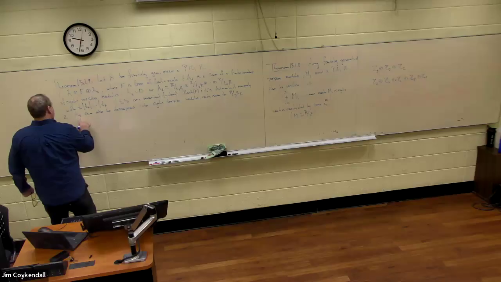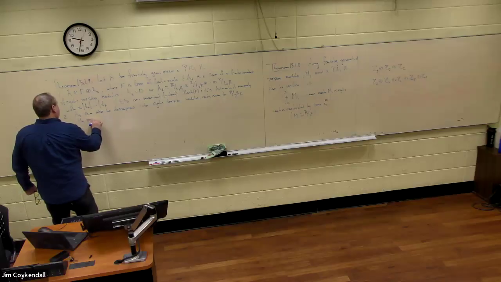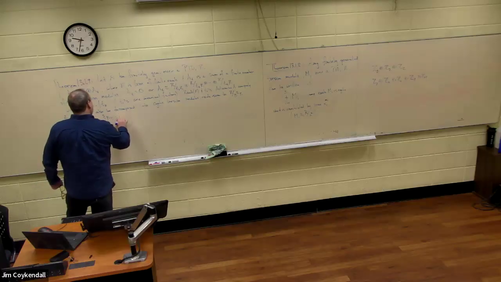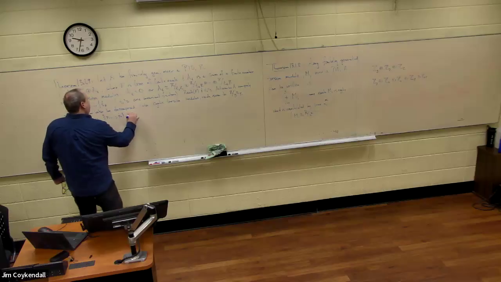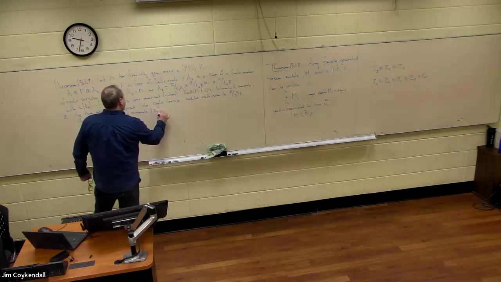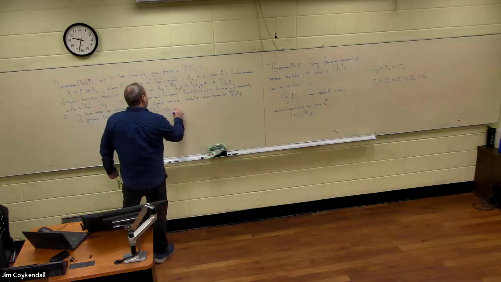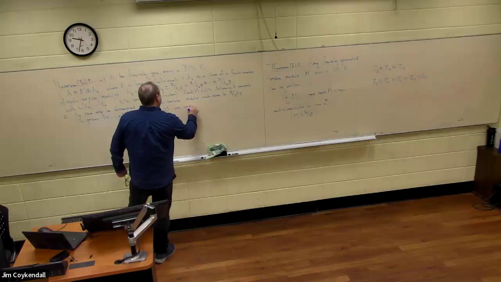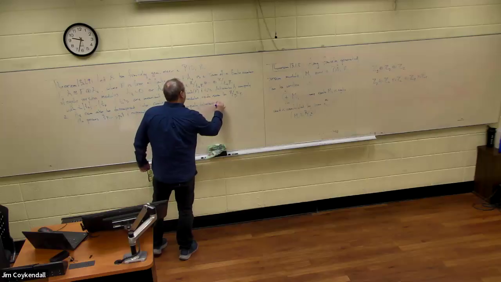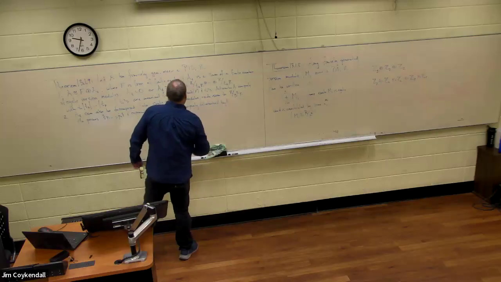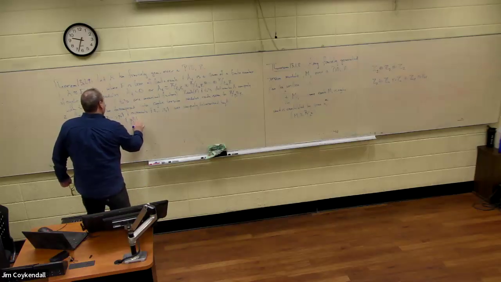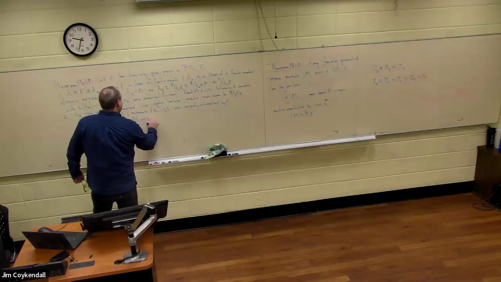So the primes P1 up to PK and exponents S1 up to SK are uniquely determined by A. And the set of elements Pi^Si are called the elementary divisors.